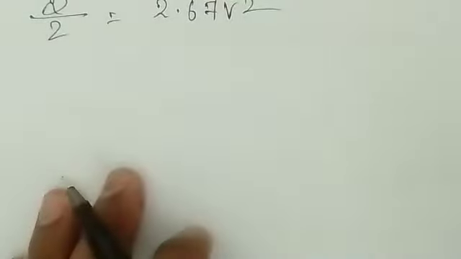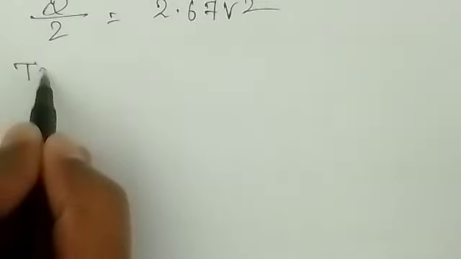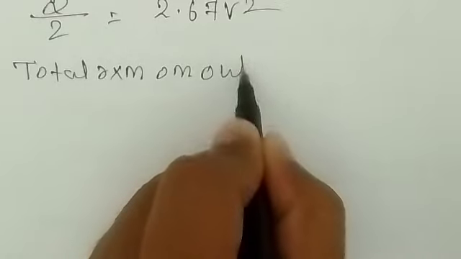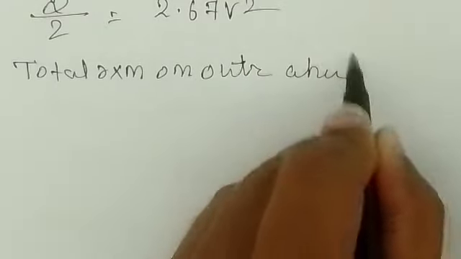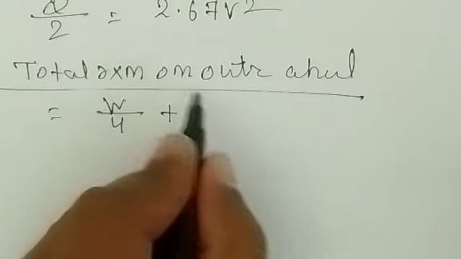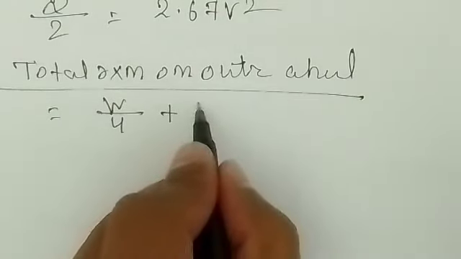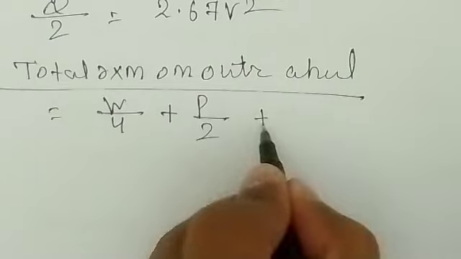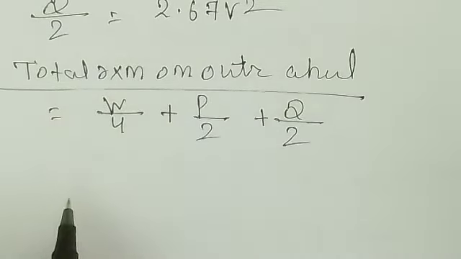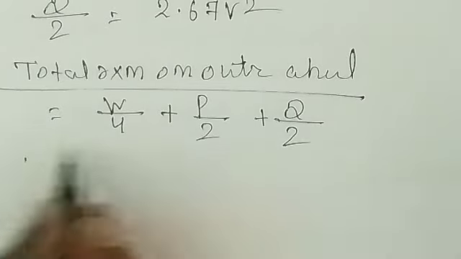So the total reaction on the outer and inner wheel we will see. Here you can say the total reaction on the outer wheel is equal to W by 4, and the vertical reaction due to the gyroscopic couple is P by 2, which is upward on the outer wheel, and the vertical reaction due to the overturning couple, which is Q by 2, is also upward.